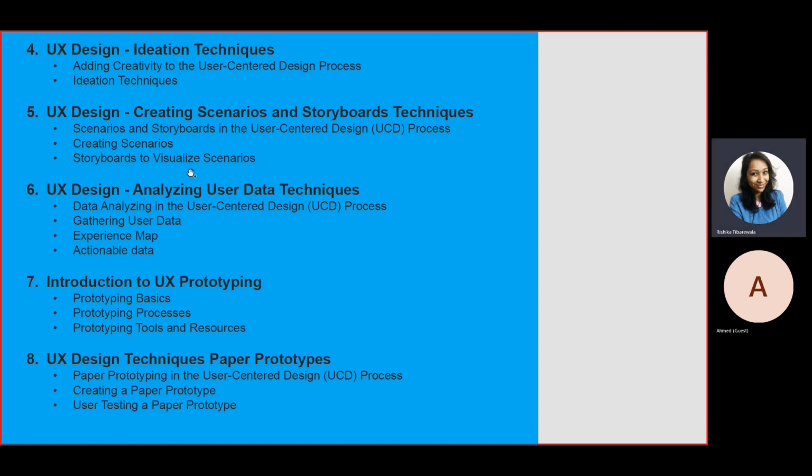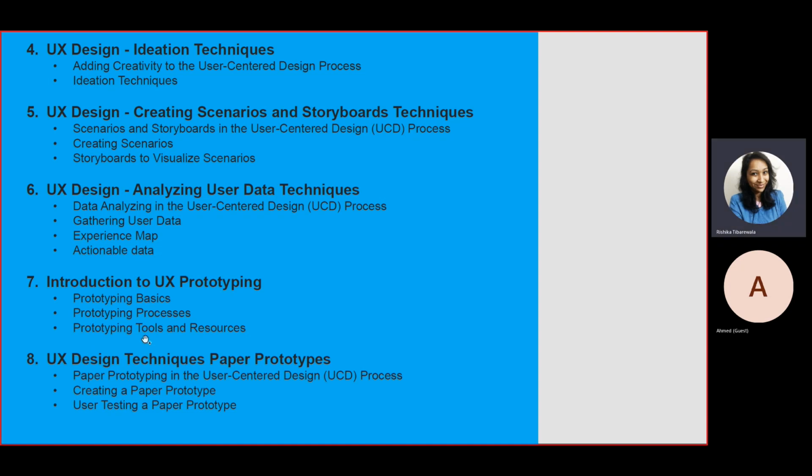Then we have module 6, which has the analyzing user data techniques. We will learn about the different techniques of analysis. We have gathered the data, now we need to analyze it to get the final actionable data. How to do that, what are the different processes and what are the different techniques which you can follow, all of those will be covered in it. Then we have the introduction to UX prototyping. So what is prototyping? The basics of prototyping, process, tools and resources used in it will be covered in module number 7.